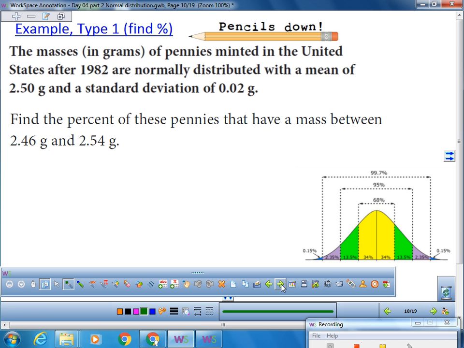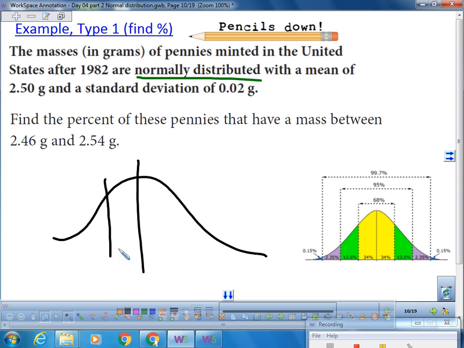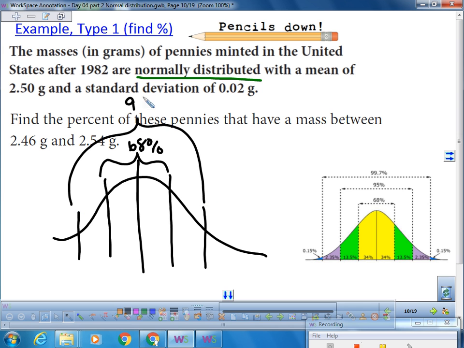So this says the masses of pennies minted in the United States after 1982 are normally distributed. So I hear that and I think what? 68 and 95, right? And I draw myself a curve, and immediately, this would be the mean, this would be 68%, and this would be 95%. That's what I do. That's kind of messy. Better.